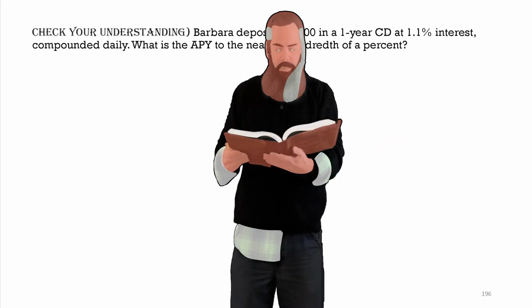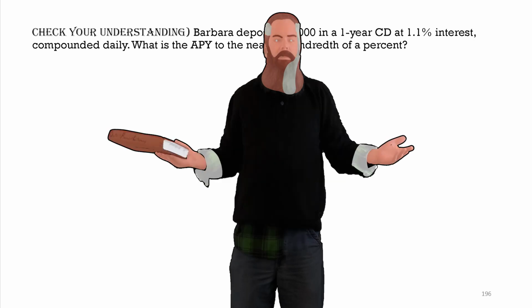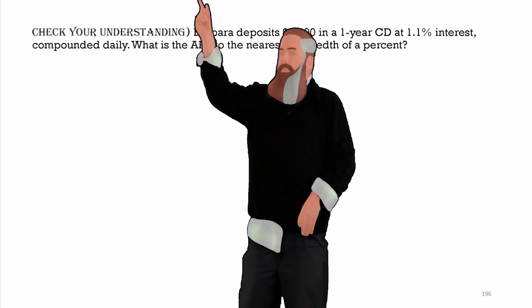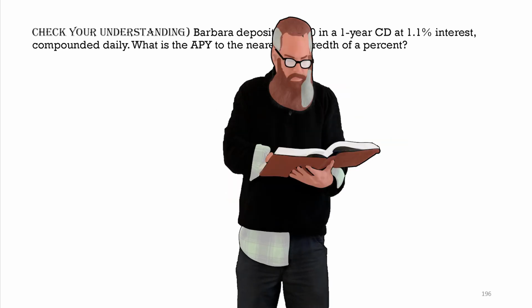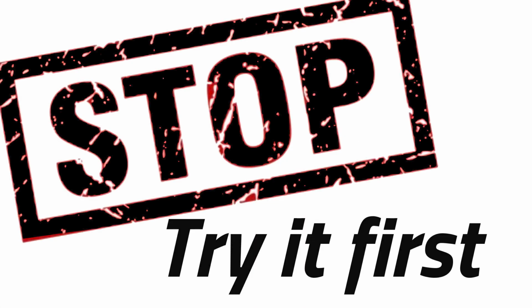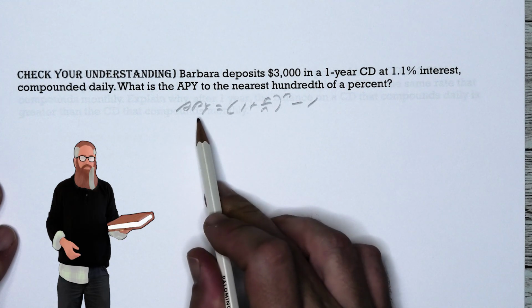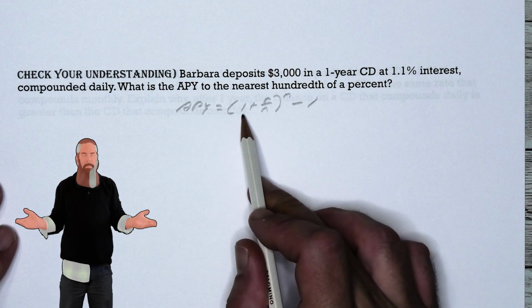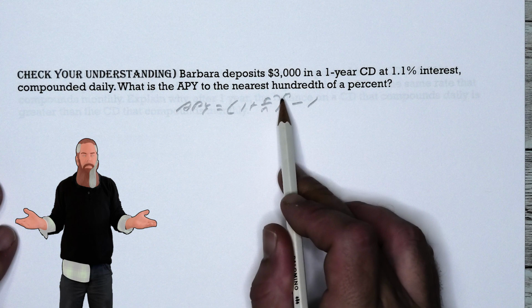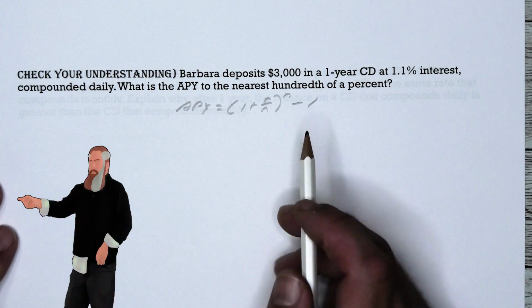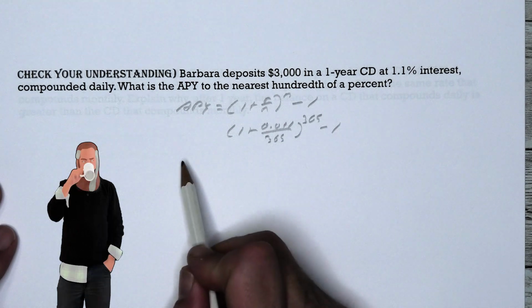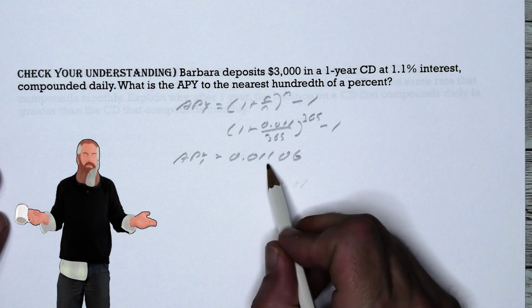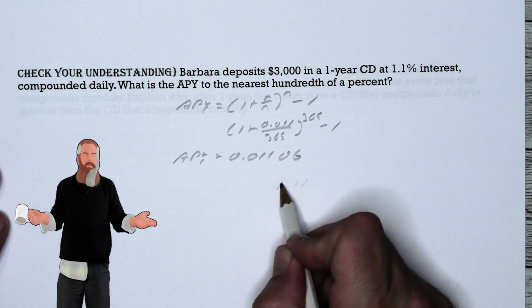Let's check our understanding of this. Barbara deposits $3,000 in a one-year CD at 1.1% interest, compound daily. What is the annual percentage yield to the nearest hundredth of a percent? We already know that the annual percentage yield is the sum of 1 and r over n to the n power minus 1. This means that we can substitute all of our values into our original equation, and we get 0.01106, which means we get 1.11%.